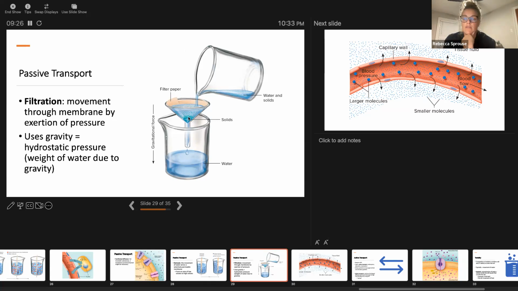So the solute will be left here, the solvent will be here. And it's driven by a gravitational force. Still no ATP, no outside energy. This is a natural gravitational force. And filtration will come into play again a lot when we talk about the kidneys.